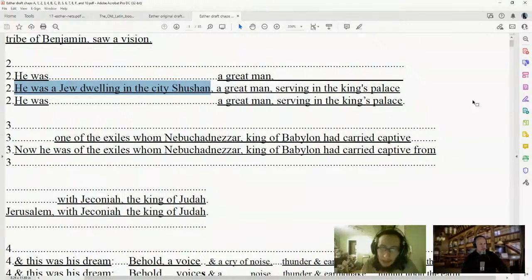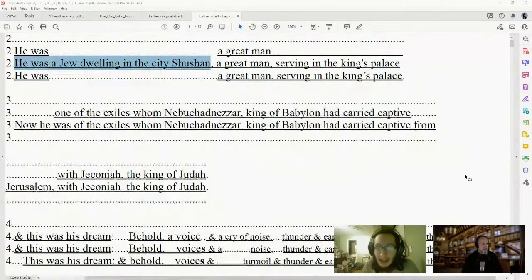So we can make some of these observations to determine which phrases have been added or which phrases have been removed. Sometimes it's ambiguous or subjective, where it's not always definite which clause was added or which was removed, but we can make good educated guesses of which text should be part of the original. For example, line 3. If we look at line 3, one version says captive from Jerusalem with Jeconiah, the king of Judah. The other version says just captive. It doesn't say from Jerusalem. So which reading is correct? What would we say?